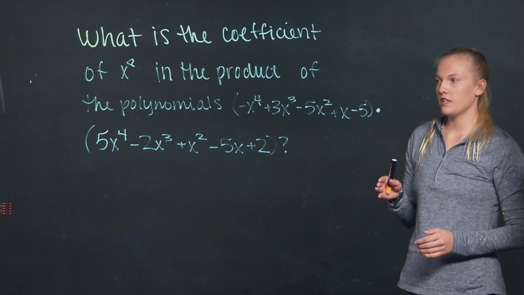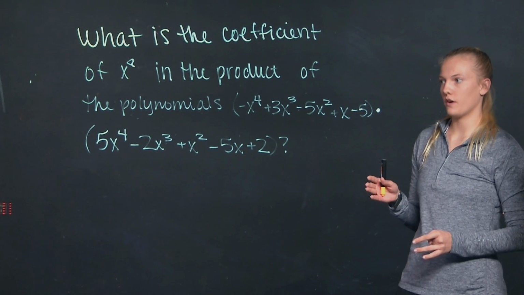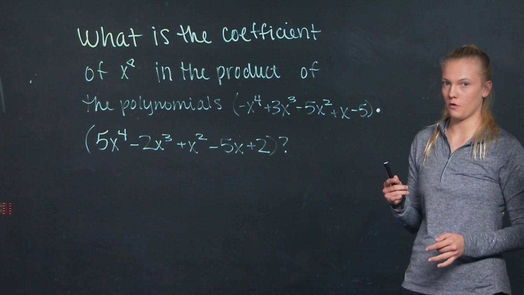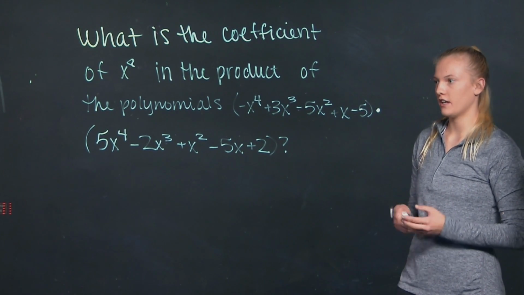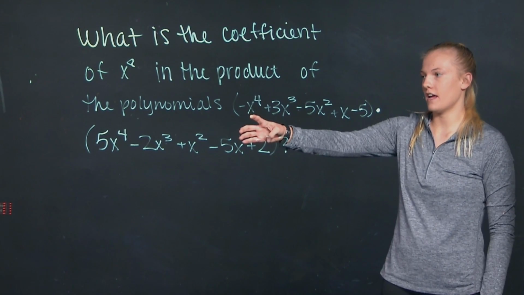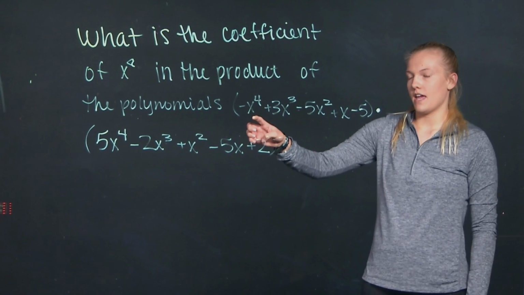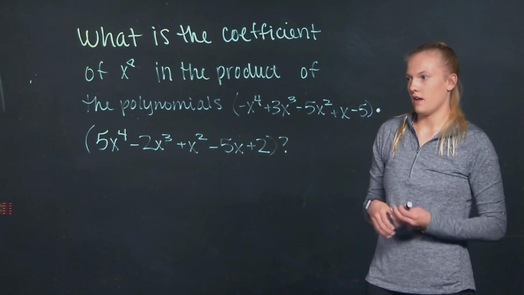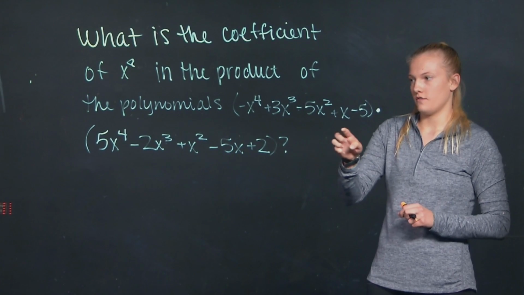The most important thing to recognize though is you probably look at this and say, oh my gosh, that is a ton of foiling that I have to do. You can foil the whole thing out, but I don't recommend that due to the time factor. An important thing to recognize though is that this negative x to the 4th and this 5x to the 4th are going to be x to the 8th when you multiply them. So if you recognize that, you won't have to multiply all of these out.